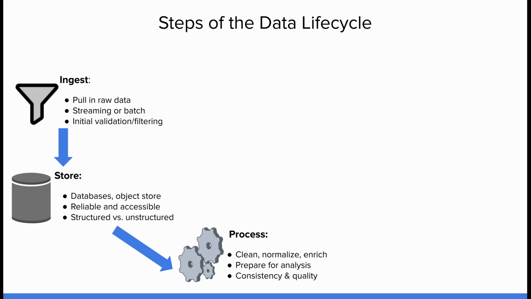Next, we have the process step, represented by the gears icon. During this phase, the data is cleaned, normalized, and enriched to prepare it for analysis. The goal is to bring consistency and quality to the data, transforming it from raw form into a usable state that is ready for insights.